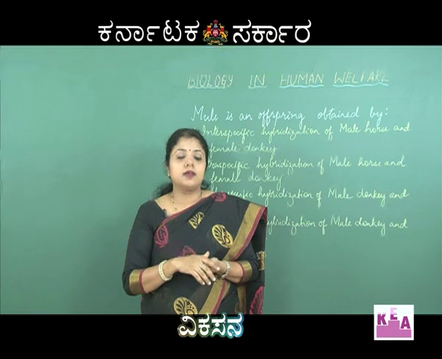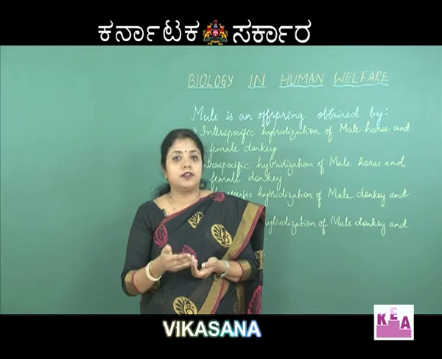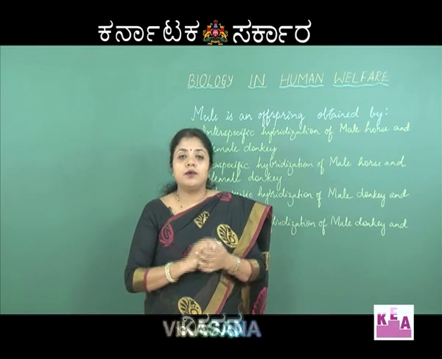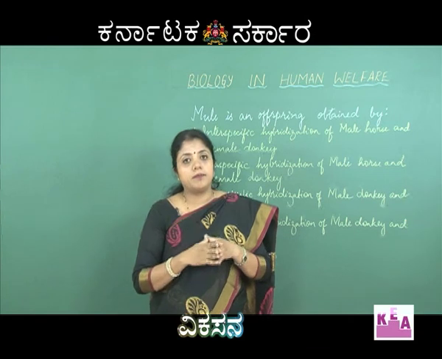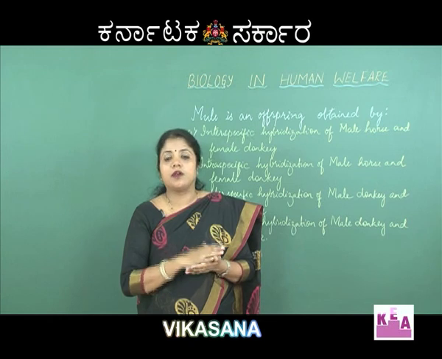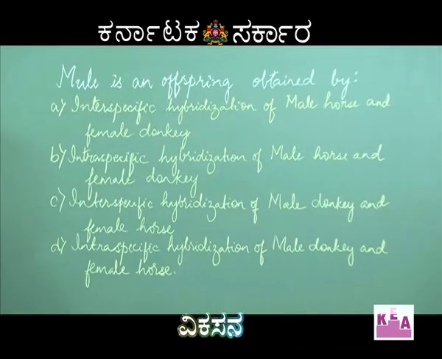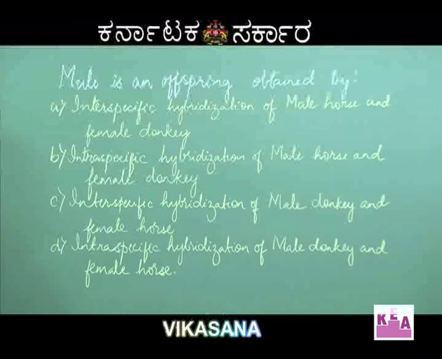When you look into this, you need to be very sure which are the animals, whether it is the male horse with the female donkey or the male donkey with the female horse. Now, with this explanation, it should be clear by now that the mule is definitely not a product or an offspring of intraspecific hybridization. So, option B and option D are completely ruled out. When it comes to option A and option C, interspecific hybridization of male horse and female donkey and interspecific hybridization of male donkey and female horse.